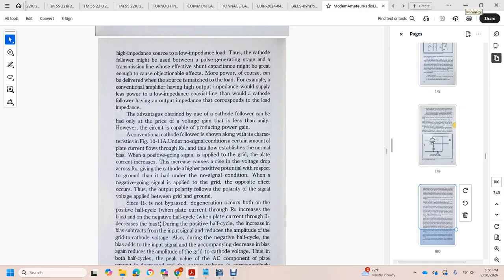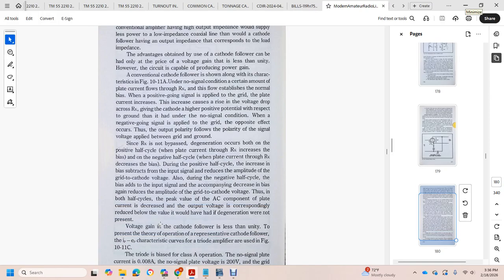Under the no-signal conditions, the amount of plate current flowing through RK establishes the normal bias. For the applied going signal on the grid, the plate current increases, and the rate of voltage drop across RK gives the cathode a higher positive potential with respect to ground than under no-signal conditions. When a negative going signal is applied to the grid, the opposite effect occurs, with the polarity of the signal voltage applied between the grid and ground.